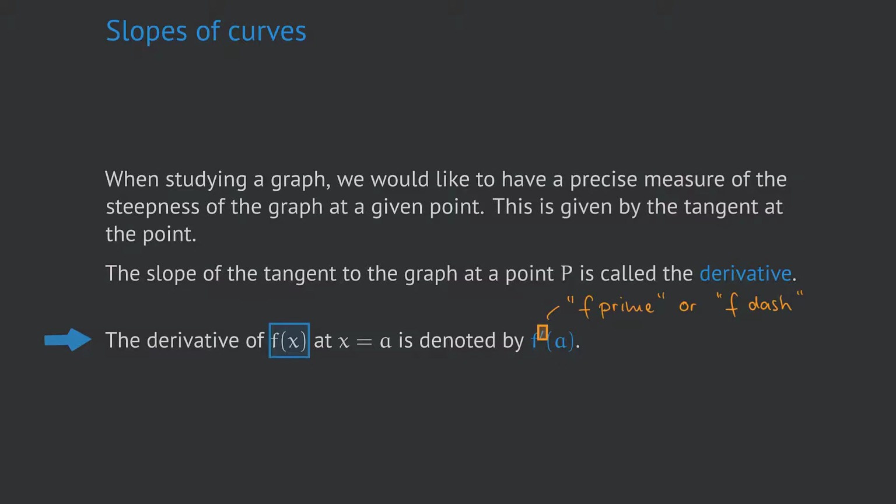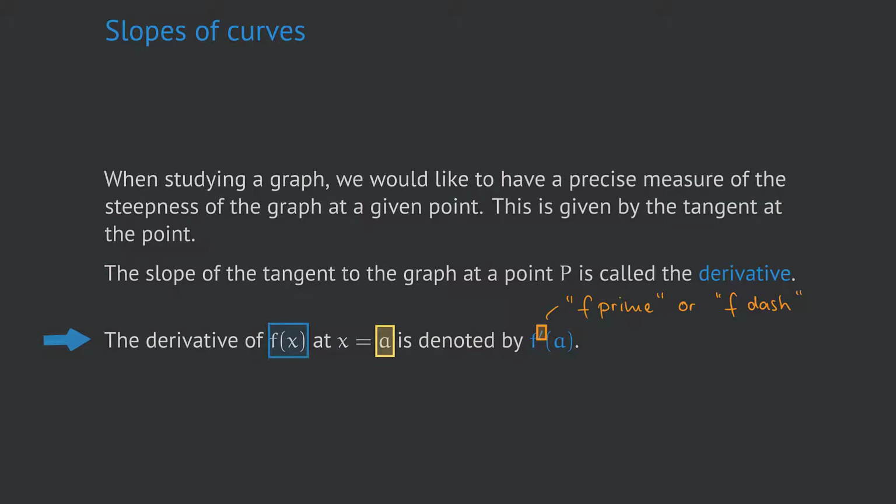And we can determine the derivative of f of x at any point a, which means we can think of the derivative as another function. It is a function which is derived from f. This is where the name derivative comes from.